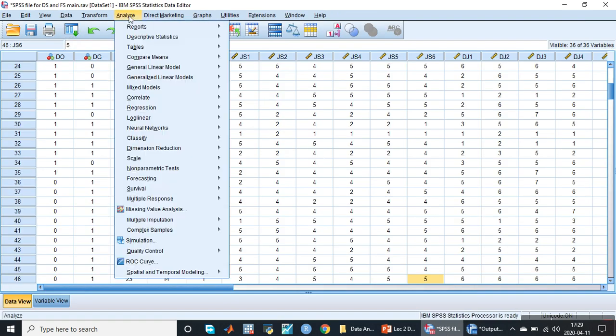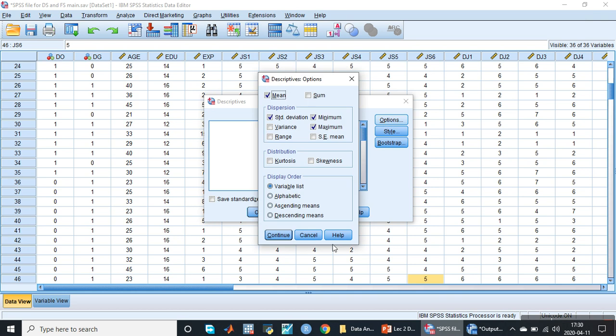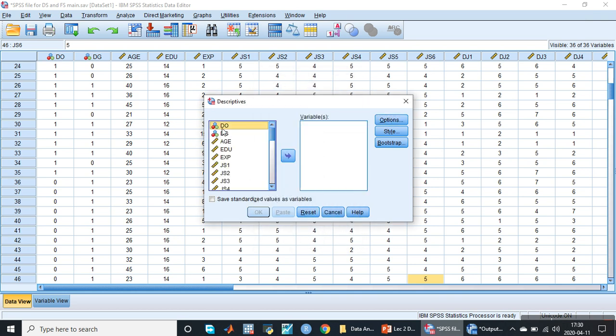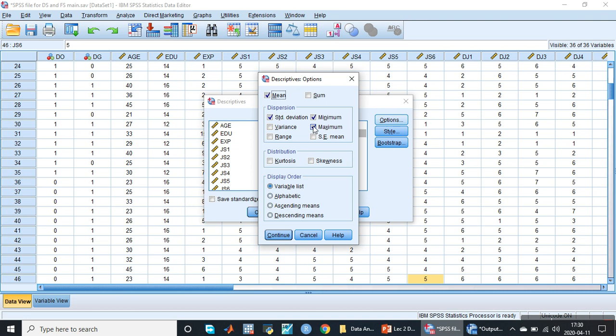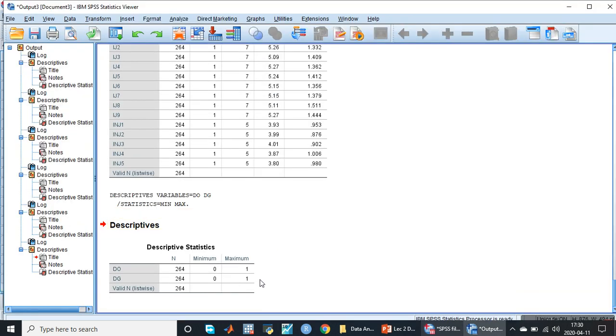For the categorical variable, we will do descriptive statistics, descriptives, and here in the option, these were the two categorical variables. Bring them to the variable box. In the option, exclude the standard deviation and mean. We only need minimum and maximum value. Click OK, and now these are the values. This is the minimum value. This is the maximum value for the categorical variable.